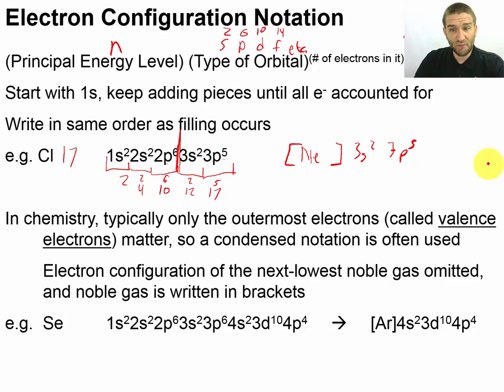Now let's take a look at another one. So this one's going to be selenium. Go ahead and pause and take a look at your periodic table now again. Okay, and you see that selenium is going to be atomic number 34. So we have 34 protons. It's got no charge on it, so 34 electrons as well. We've got 2, 4, 10, 12, 18, 20, 30, 34.